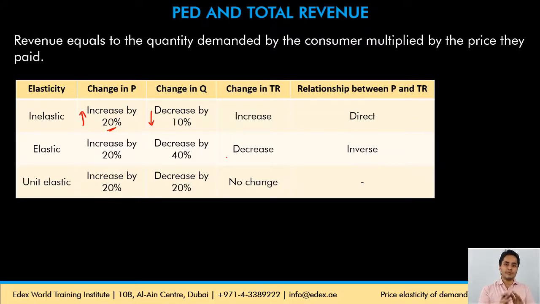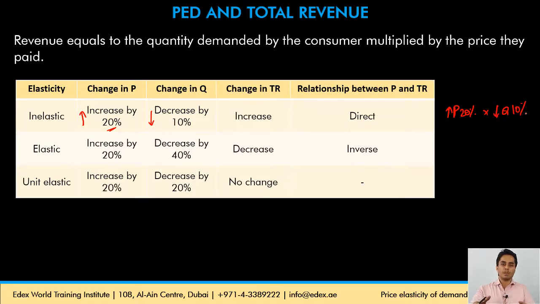We've already seen that revenue equals price times quantity. So let's say the original revenue was original price P multiplied by original quantity Q, PQ. What would happen to the revenue in case of this change? The price has increased by 20% and the quantity has decreased by 10%. So the P is going up by 20% multiplied by Q going down by 10%.